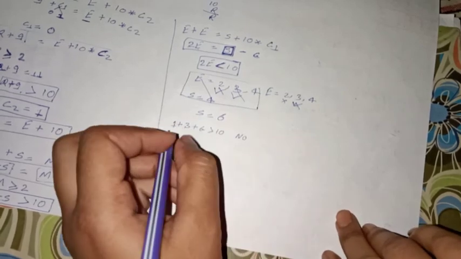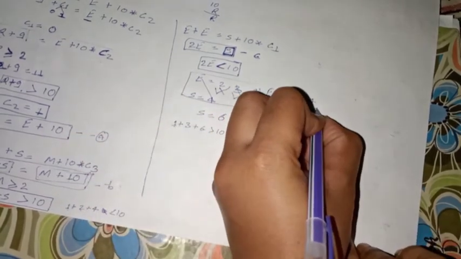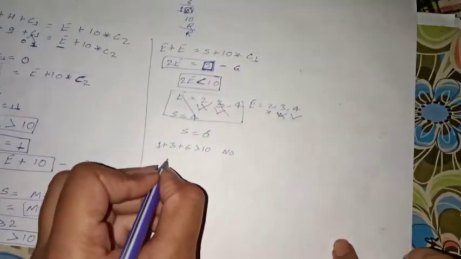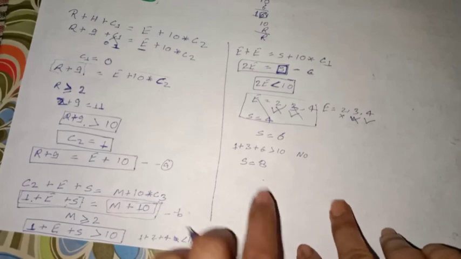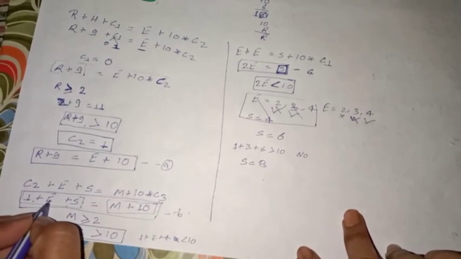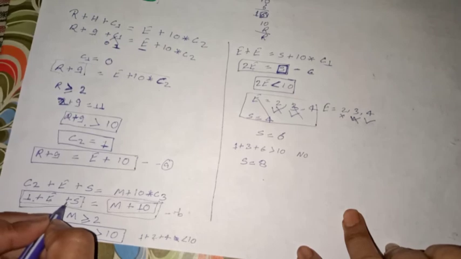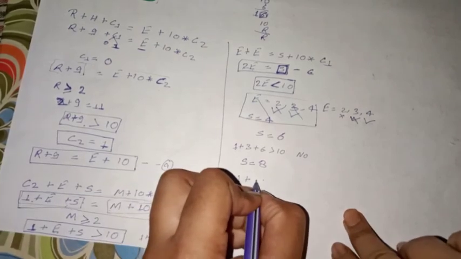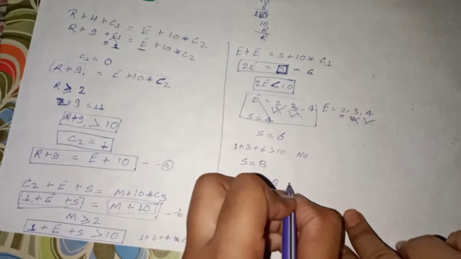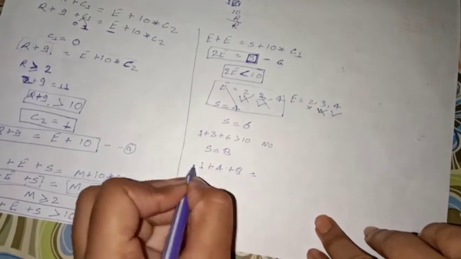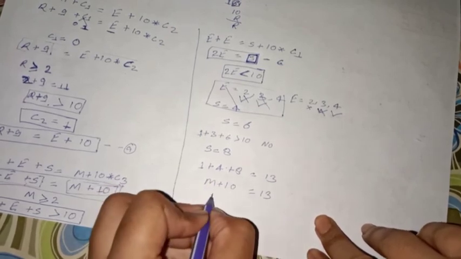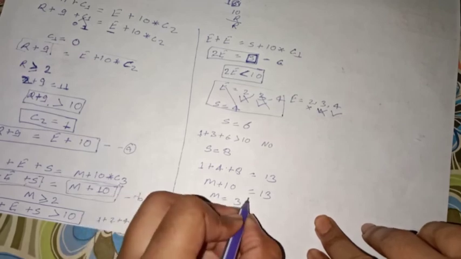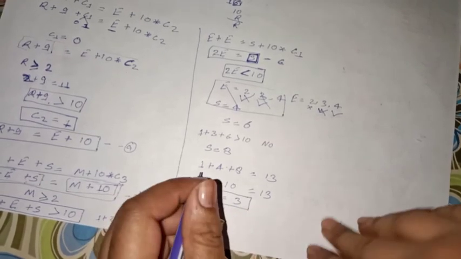Now we take E equal to 4. Then we put this value in equation C. We got S is equal to 8. Okay. Now we put this value in equation B. Then what we got, 1 plus E is equal to 4, S is equal to 8, so 1 plus 4 plus 8 is 13, that is M plus 10 equal to 13, then M equal to 3. That's how we got M equal to 3.